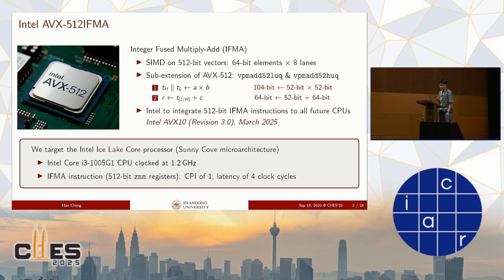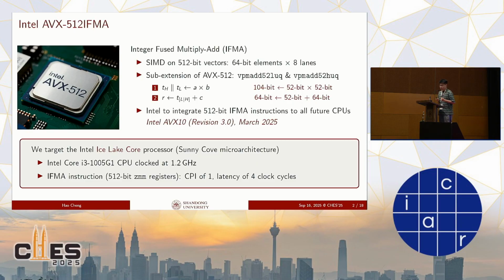The IFMA extension actually includes only 2 instructions, and both of them first multiply the 8 52-bit elements of vector A with another 8 52-bit elements of vector B, and then take either the lower or the higher halves of the 8 resulting 104-bit products and add them with the 64-bit elements of vector C.